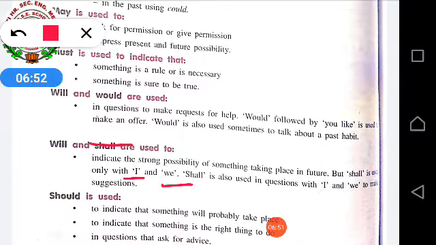But most of the time we are using shall for showing the strong possibility of something taking place in future, and with I and we. Will we can use many of the time in many places, but shall we have to use with I and we only. Like shall is also used in questions with I and we to make suggestions. This is important to keep in your mind, that shall we are using with I and we only.